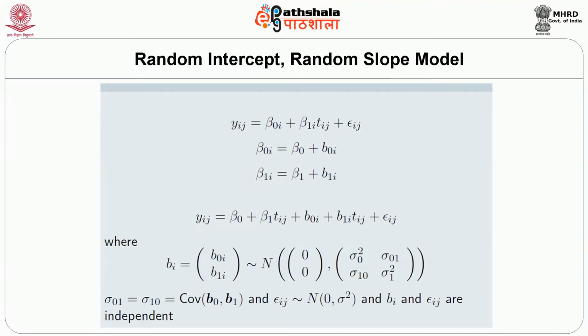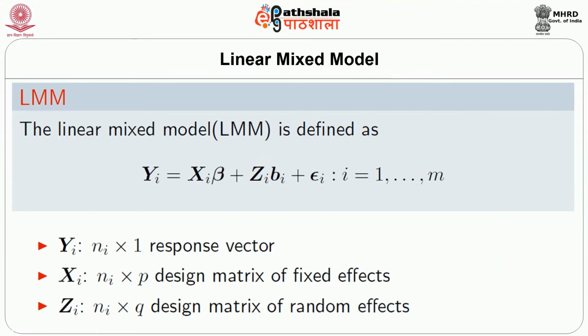with the assumption that bi is independent of epsilon ij. So the final model now becomes Yij equal to beta naught plus beta 1 Tij, and that is the population level trajectory. And we have an individual level trajectory, which is b0i plus b1i Tij, which is the random effects level or the subject specific contribution of the ith subject, and epsilon ij is the random error.